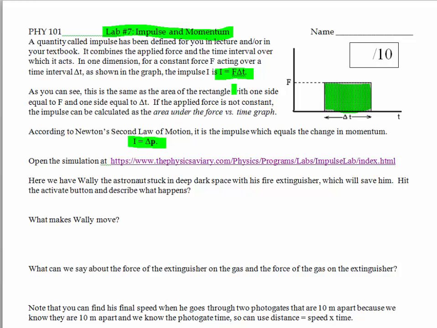And so what we're going to do in this lab is calculate impulse two ways. We're going to calculate it first using a force applied over some time, and then we're going to calculate it as a change in momentum.